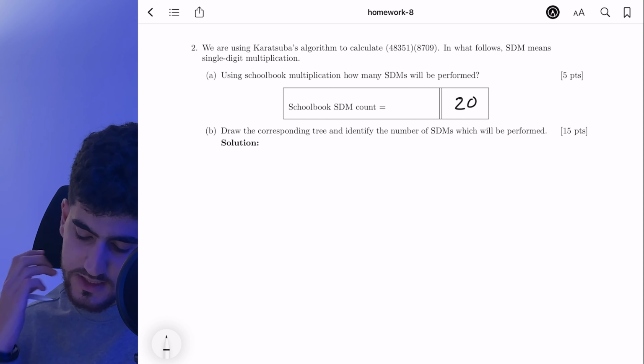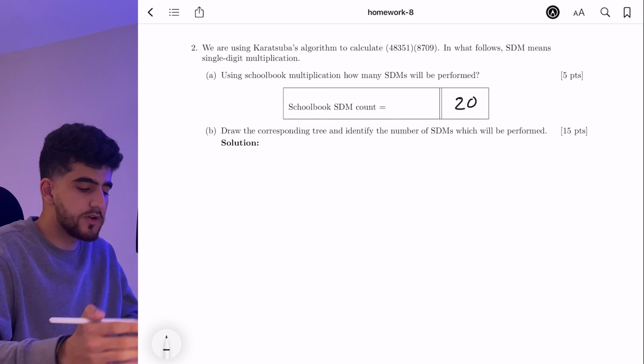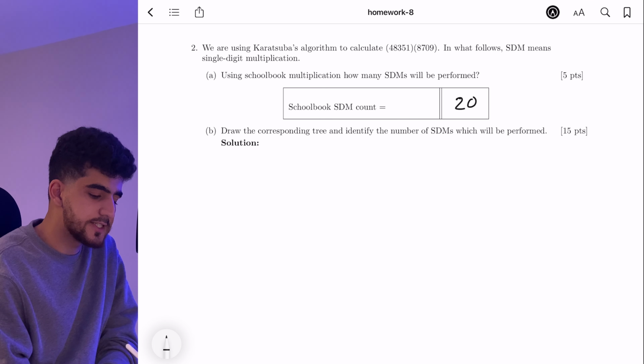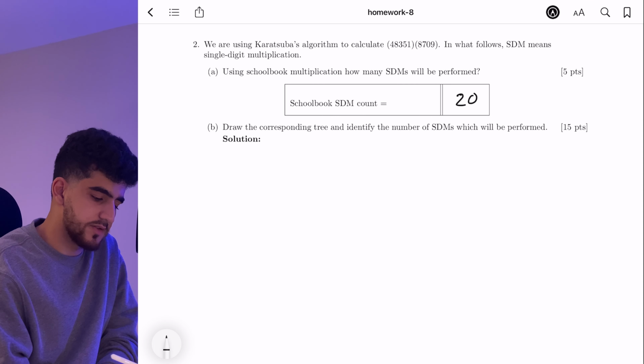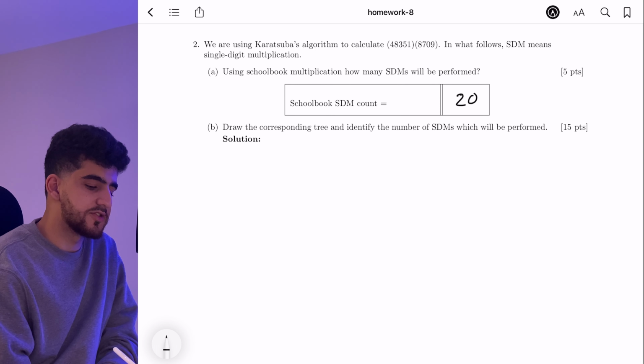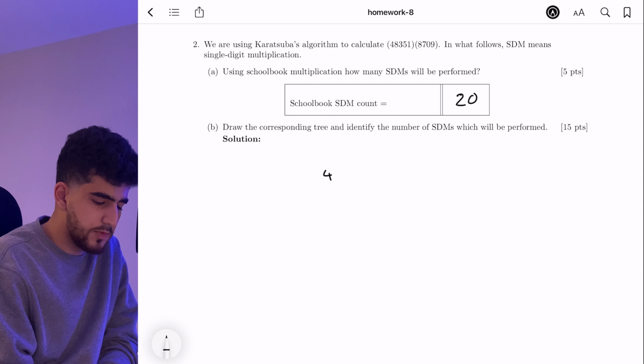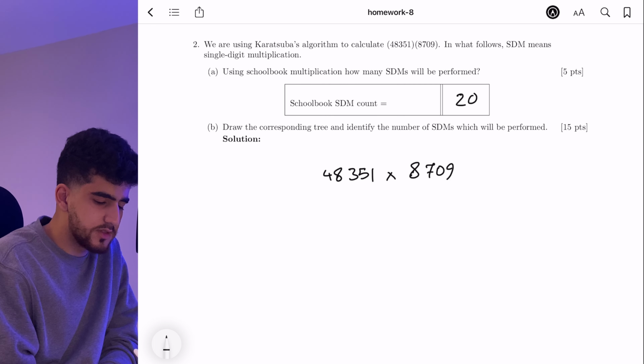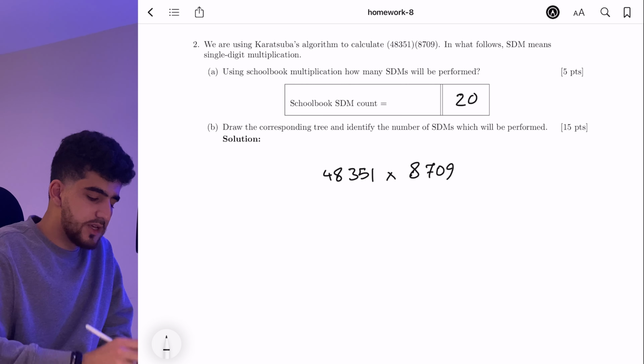This is a better problem somehow. If you completely understood what Karatsuba is, when we want to calculate this product, first we want to draw the tree. So we want to multiply 48,351 by 8,709. Okay.